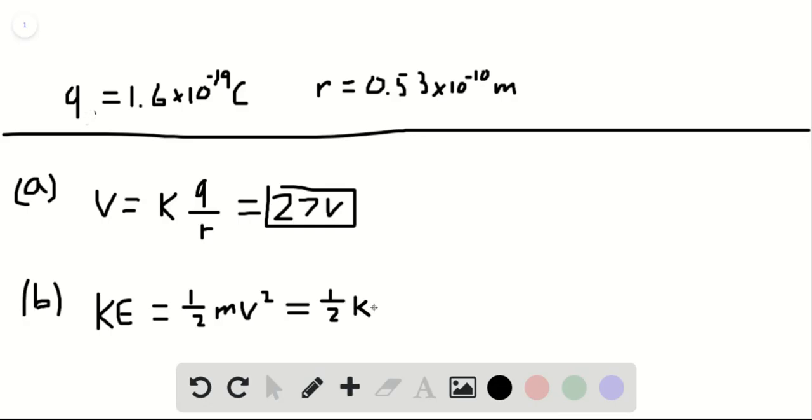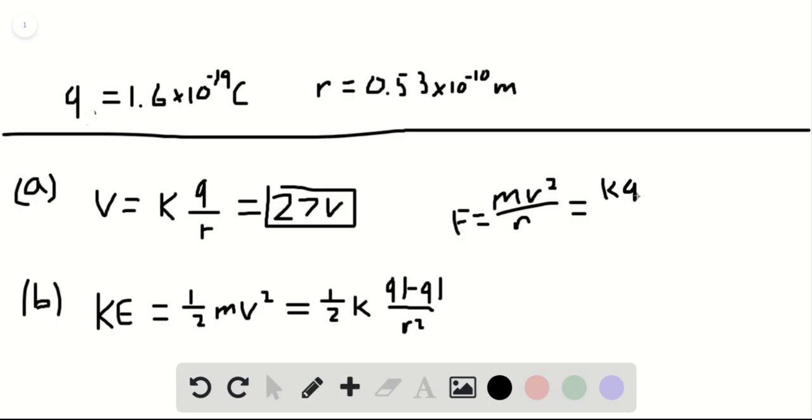K times the charge Q times the magnitude of the charge of the electron, which is minus Q, divided by the distance between squared. And where did we get that from? Well, we got that from the fact that the mass times the speed squared divided by R is the force. Okay, which the force here, of course, using Coulomb's law is K Q times the magnitude of minus Q, divided by R squared.